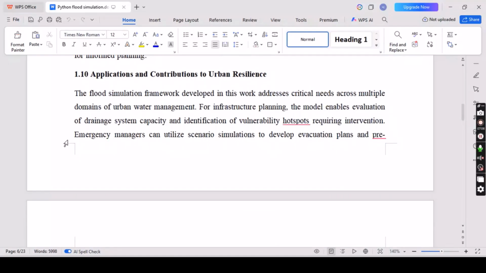We need this for infrastructure planning. The model enables evaluation of drainage system capacity and identification of vulnerability hotspots requiring intervention as well.